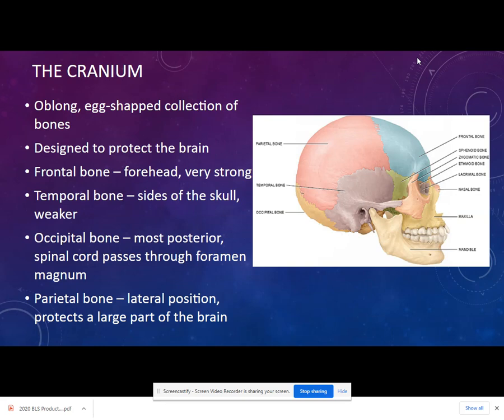Occipital bone is the most posterior bone, and that's where the spinal cord passes through the foramen magnum. Remember, anytime you see foramen, it means a hole. This is a very large hole, hence foramen magnum. The parietal bone is basically the sides of the main portion of the cranium.